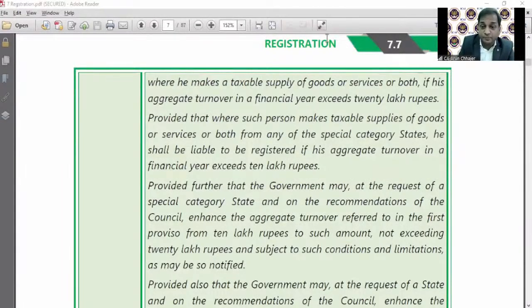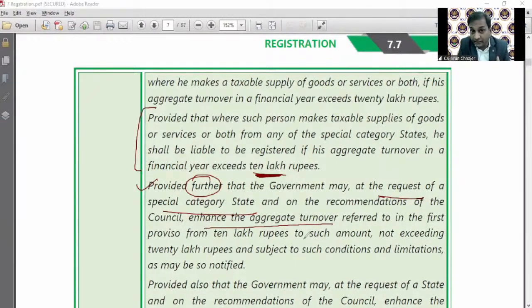Now, first, we have discussed that if it is in special category state, the limit is 10 lakh rupees. Provided further, the government at the request of the special category state, on the recommendation of the council, can enhance the aggregate turnover. Always use the word aggregate turnover. Is it different? Answer is yes. There is a difference between turnover and aggregate turnover. What is the meaning of aggregate turnover? We have a practical example also. Just wait for a while.